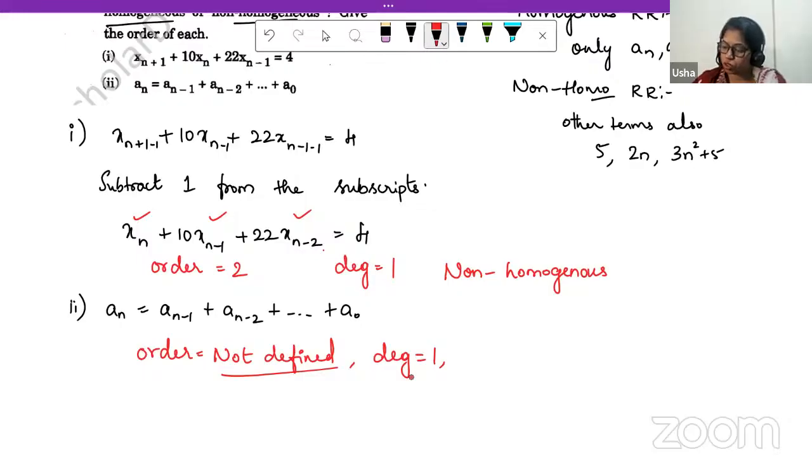Tell me whether this is homogeneous or non-homogeneous. I want you people to answer. Suman says homogeneous. Yes, correct. It is homogeneous because you don't have a constant or additional terms. Therefore, it is homogeneous.